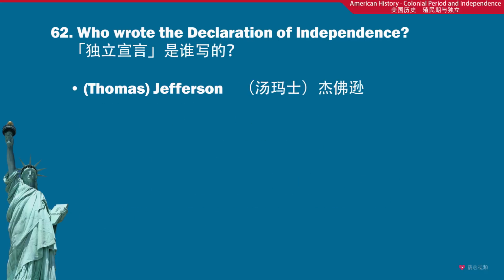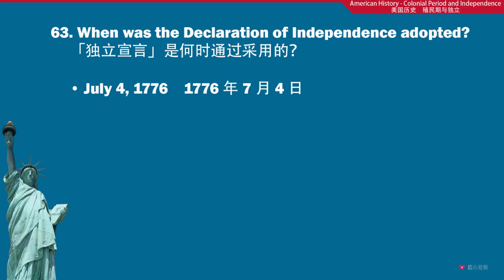Who wrote the Declaration of Independence? Thomas Jefferson. When was the Declaration of Independence adopted? July 4th, 1776.